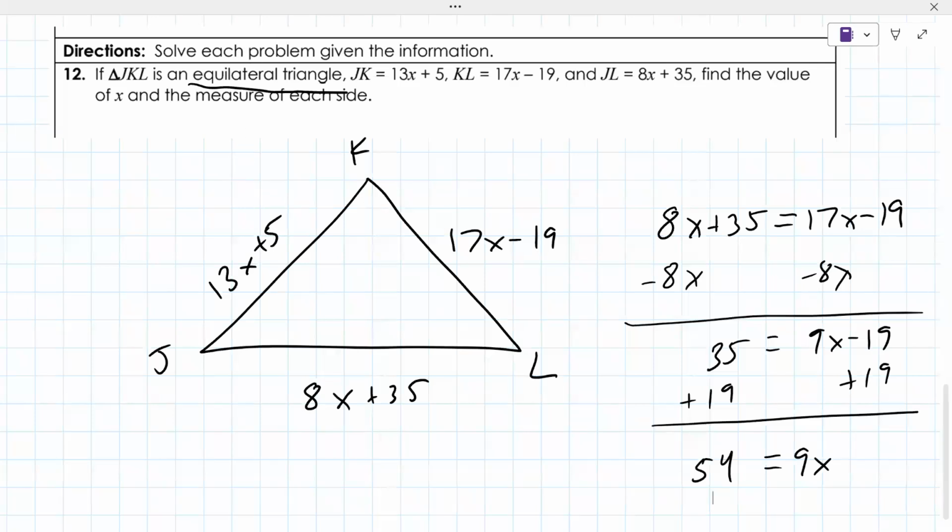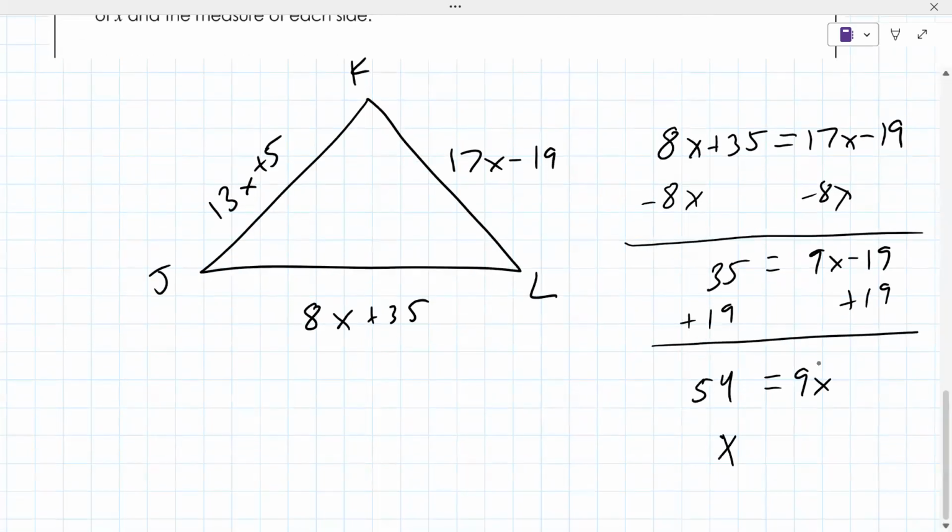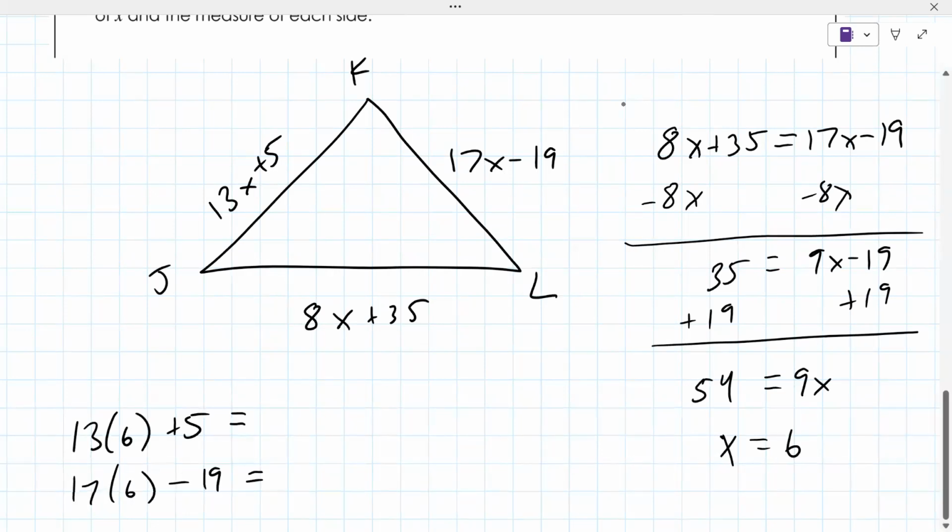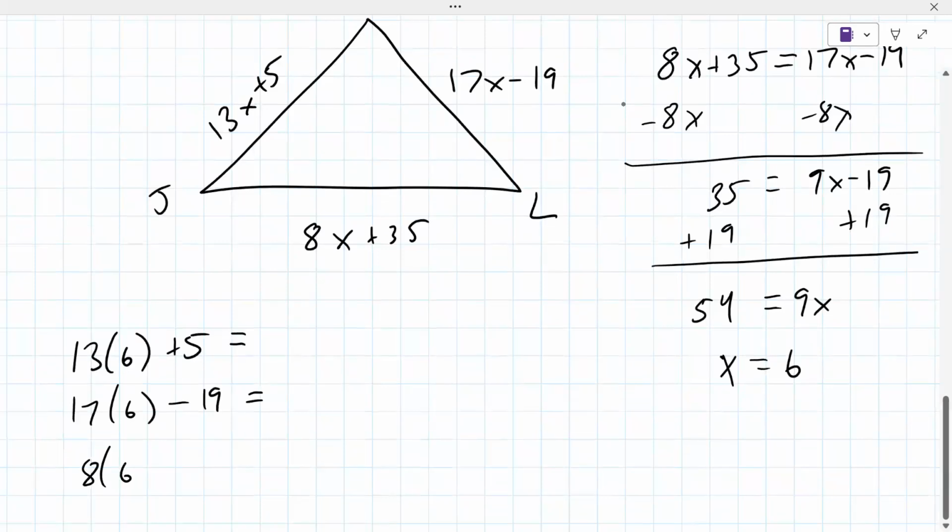What is the number in front of x? That'd be 9. And that'd be 6. X equals 6. Good. All right, so if that is correct, we should, when we put it back in, get the same value. So let's do that. 13 times 6 plus 5, calculate that. 17 times 6 minus 19, and then 8 times 6 plus 35.